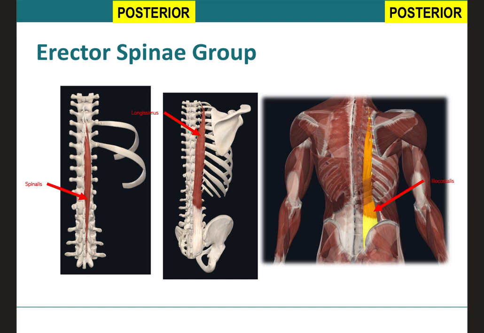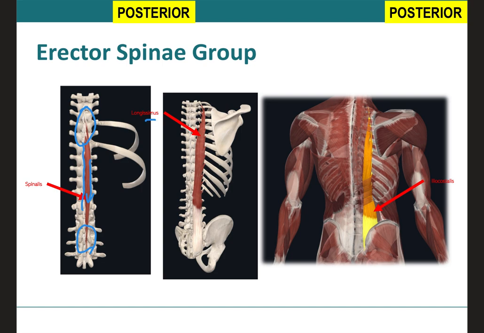Here I have dissected all three muscles of the erector spinae group. The spinalis, you can see how it's very thin and narrow, and it's right in the midline. That's why it's called spinalis. But it will insert above on the cervical, and it will originate down here on the lumbar. Therefore, it will pull the muscle in this direction, erecting the spine.